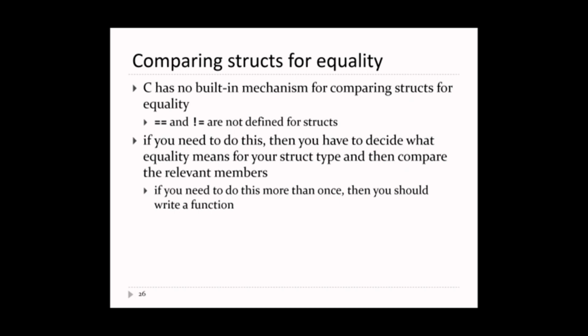And one of the reasons there isn't is because it's not clear what it means for two structures to be equal. Right? So if you need to do this sort of thing, and you might want to do this sort of thing, especially for point objects, right? It kind of makes sense that you want to test if 2 points are equal. If you need to do this sort of thing, then the correct way to do this is to write a function, right? Especially if you need to do this more than once, right? So first of all, you have to decide what does it mean for two structure objects to be equal, right? And then once you've decided what it means, you go ahead and compare the relevant members.